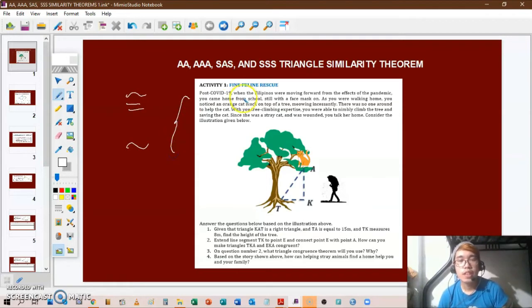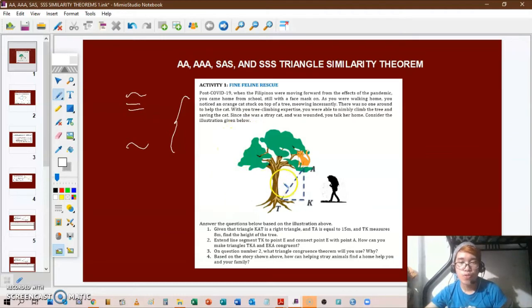Post-COVID-19, when the Filipinos were moving forward from the effects of the pandemic, you came home from school still with a face mask on. As you were walking home, you noticed an orange cat stuck on top of a tree, meowing incessantly. There was no one around to help the cat. With your tree climbing expertise, you were able to nimbly climb the tree and save the cat. Since she was a stray cat and was wounded, you adopted the cat. So consider the following illustration below.